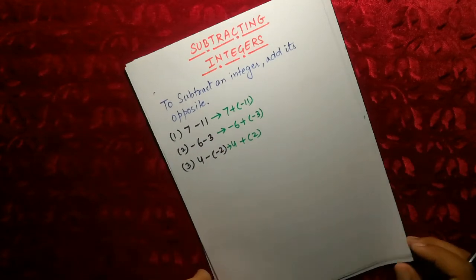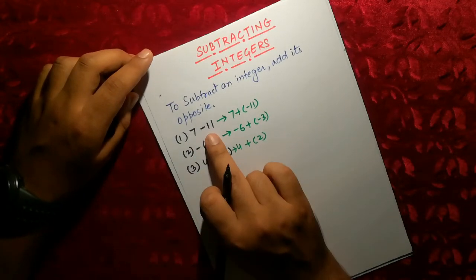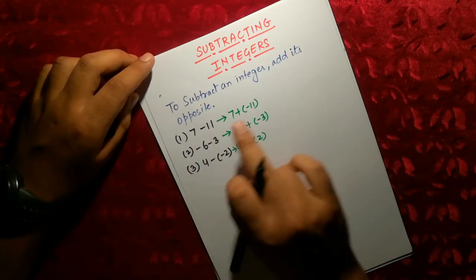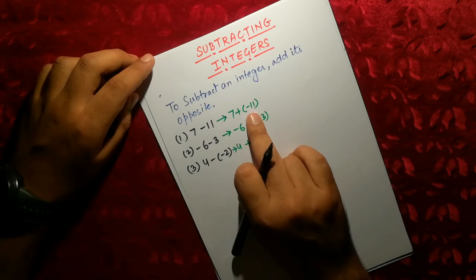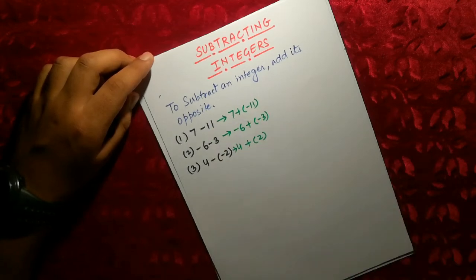Just suppose the first example is 7 minus 11. So the second value here is 11. We change the sign so it becomes minus 11 and we put plus between them. So now it becomes an addition problem. So 7 plus minus 11.